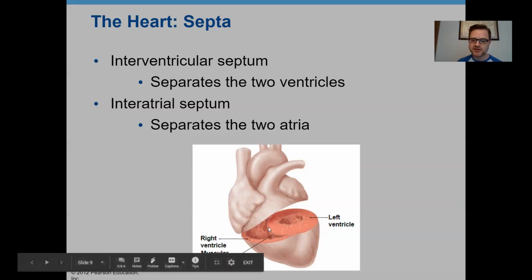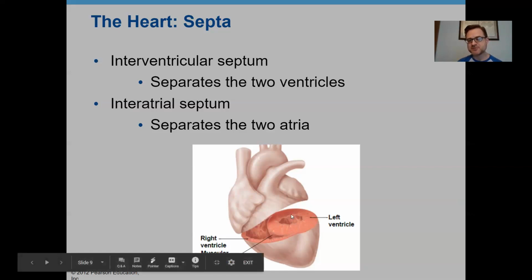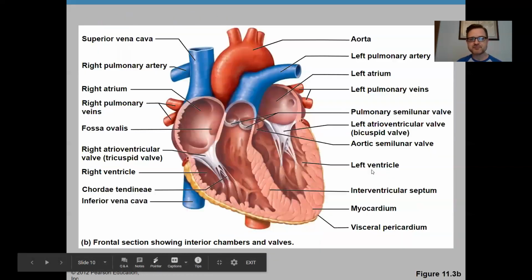Here you can see the one right here that's separating the right ventricle and the left ventricle. Notice in this picture too, we've already discussed this, but how the left ventricle is so much thicker than the right ventricle. The right ventricle only pumps blood to the lungs, which isn't that far away. The left ventricle pumps blood up to your head, down to your pinky toe. So it has to be a much stronger muscular chamber.